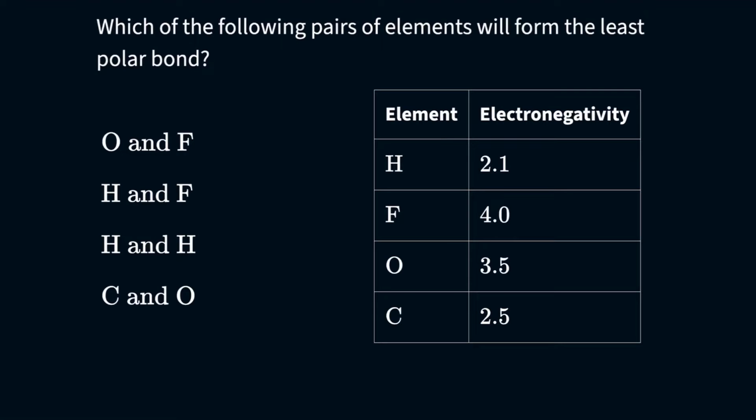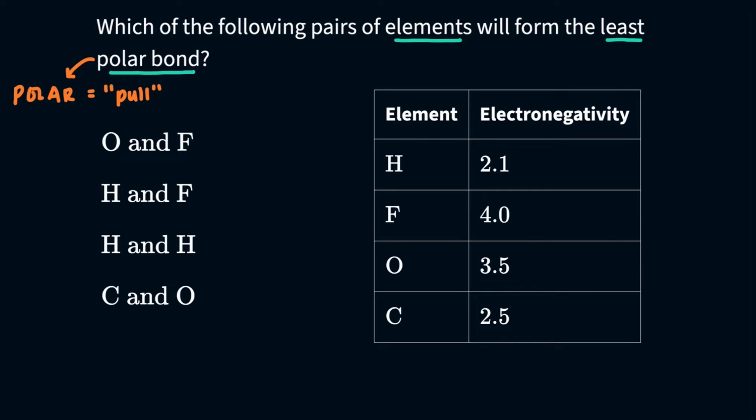Which of the following pairs of elements will form the least polar bond? Okay, so we're talking about least polarity. Remember, if you have a polar bond, polar means that there is some type of pull. There is some type of selfishness or greediness that one of the atoms has, and it pulls the electrons closer to that atom.